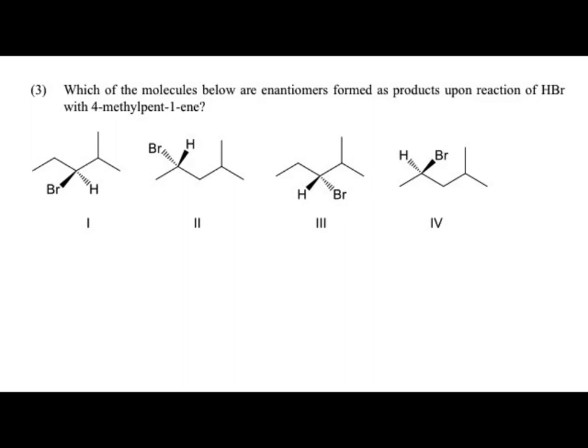Oh, okay. So basically, this is a combined problem, right? Where first you need to take the name, draw a structure out of it, and then figure out what the product is, and then just circle the one. Who wants to give that a try? 4-methyl-pent-1-ene, and then 2 enantiomers form, right?